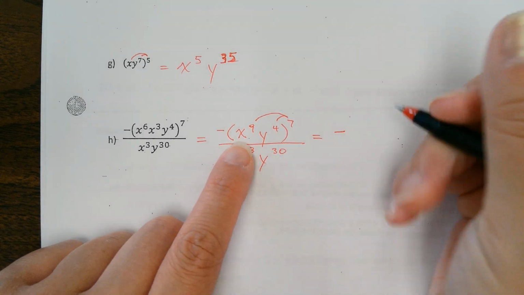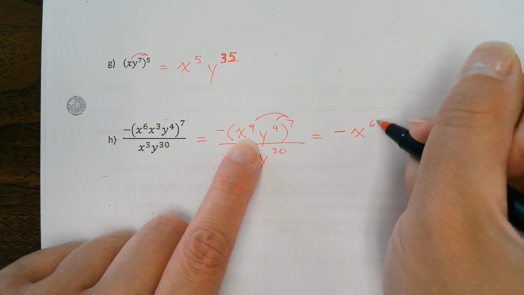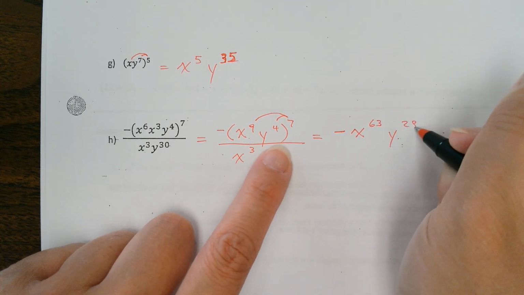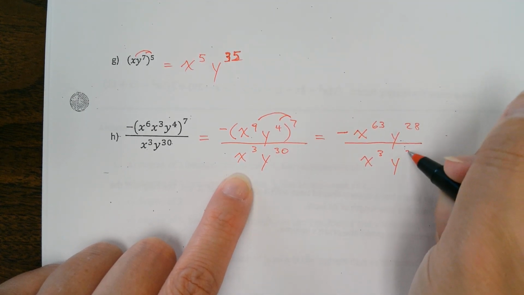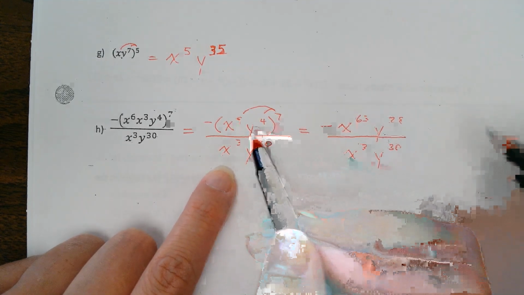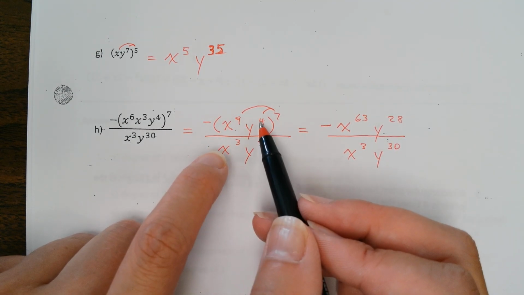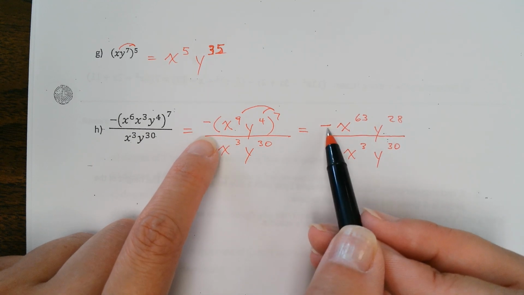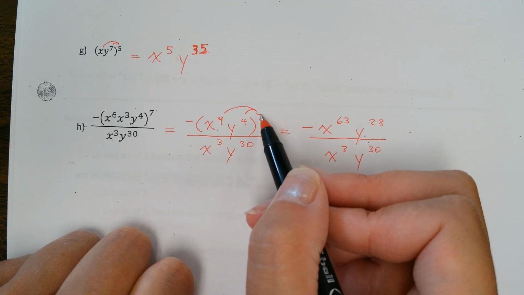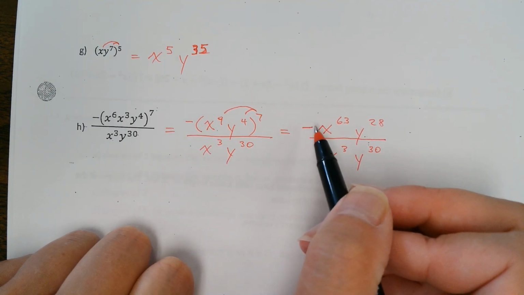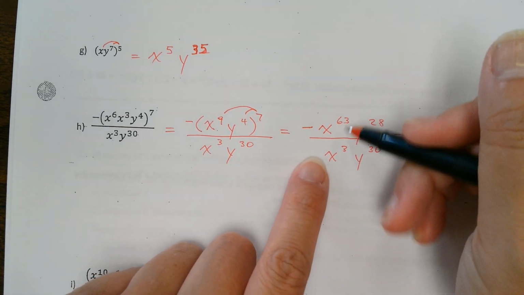So I have negative x to the 63, y to the 28, because I'm multiplying, over x3, y 30. Okay, and notice I dropped the bracket as well because I just multiplied it to the exponents. The negative is on the outside, so it's still on the outside. Even if this was an even exponent, remember your answer will still be negative because the negative sign is on the outside. So now I can subtract.